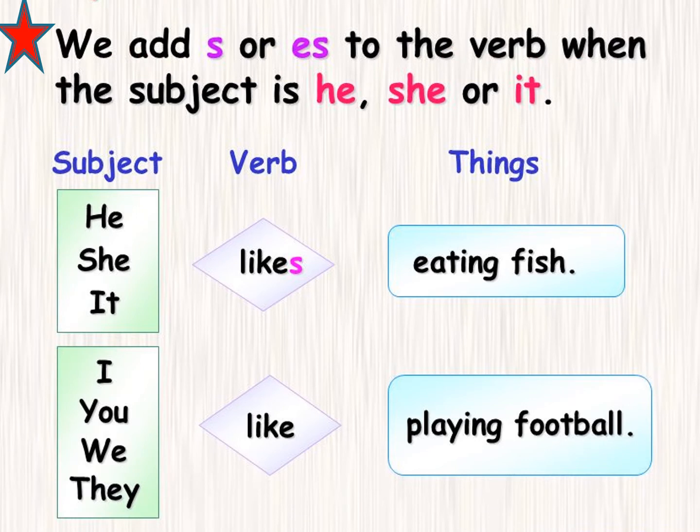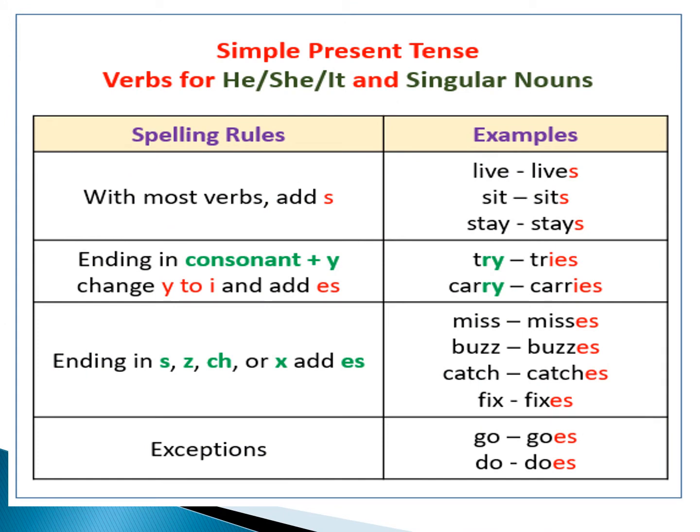We add s or es to the verb when the subject is he, she or it. There are some rules. If the subject is he, she, it or a singular noun, for many verbs we add only s.